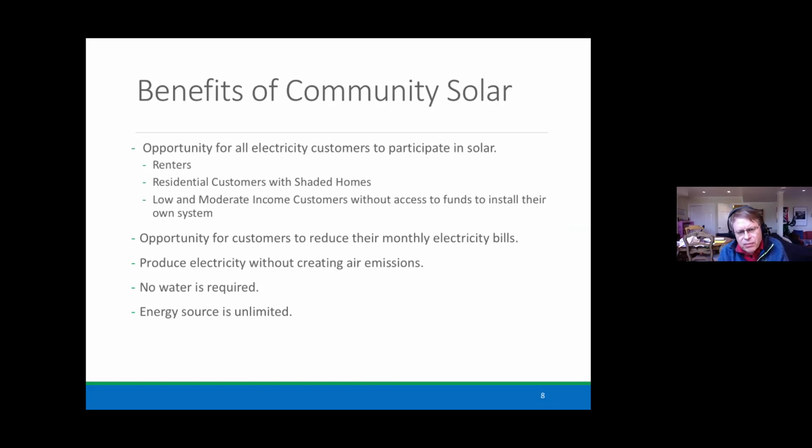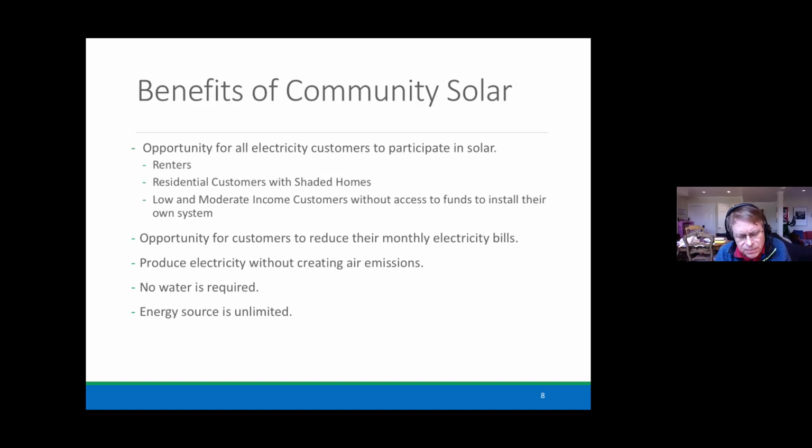And it allows low and moderate income customers, without access to the funds to install their own PV arrays, to still participate in the production and the benefits of solar energy. And it provides an opportunity to all of these customers to reduce their monthly electricity bill. Because of the requirements, all of the utilities pay basically the full retail value for the energy that's produced if it's exported to the system. And in the case of community solar, all of it is.